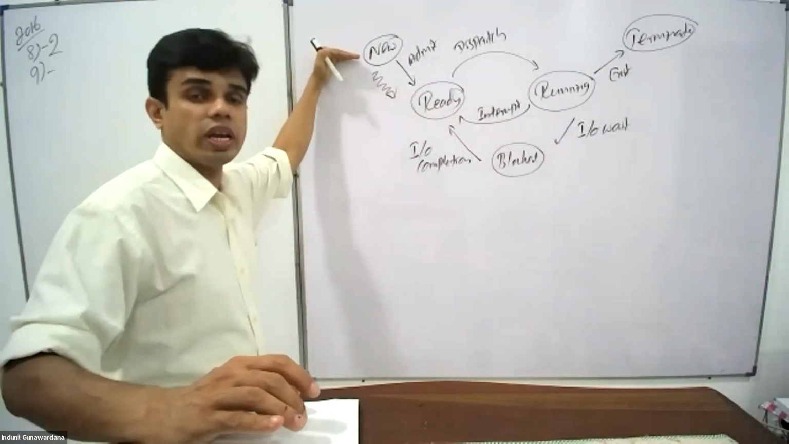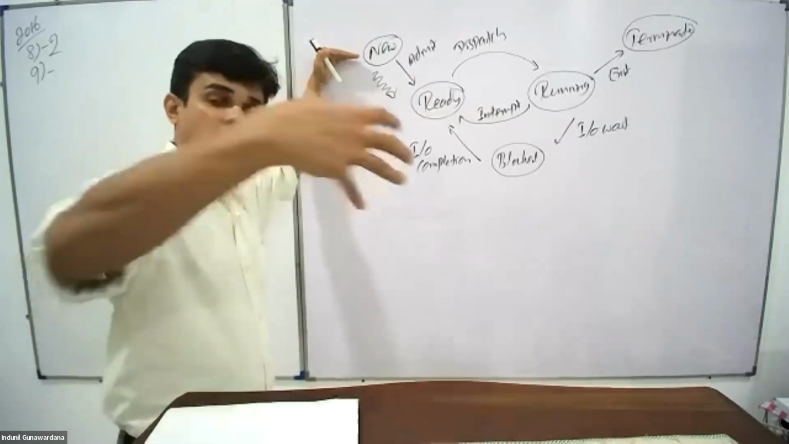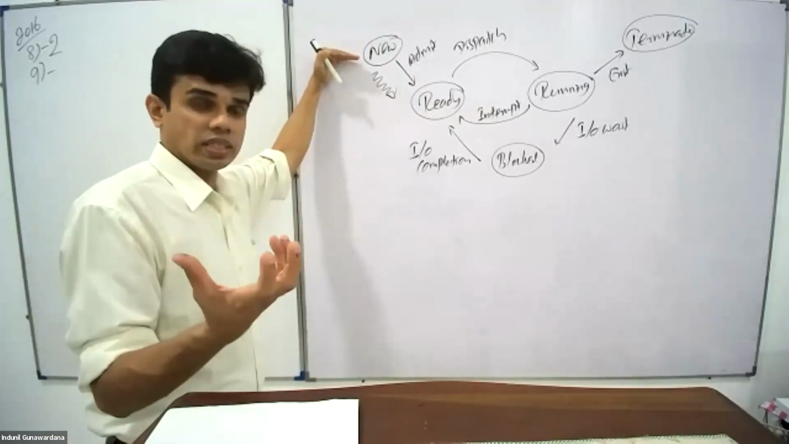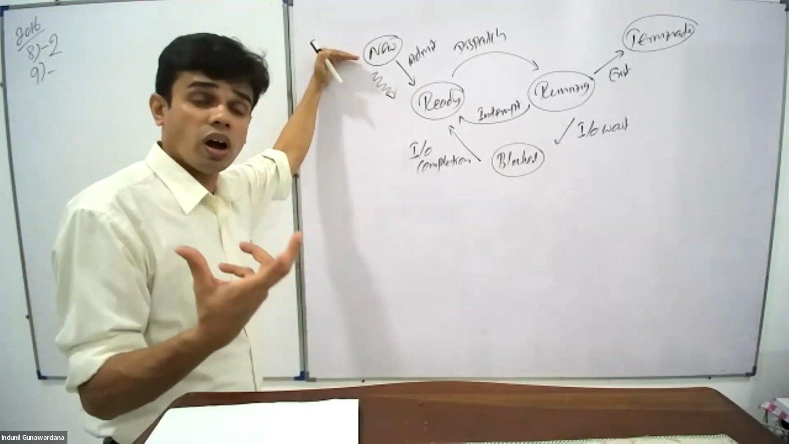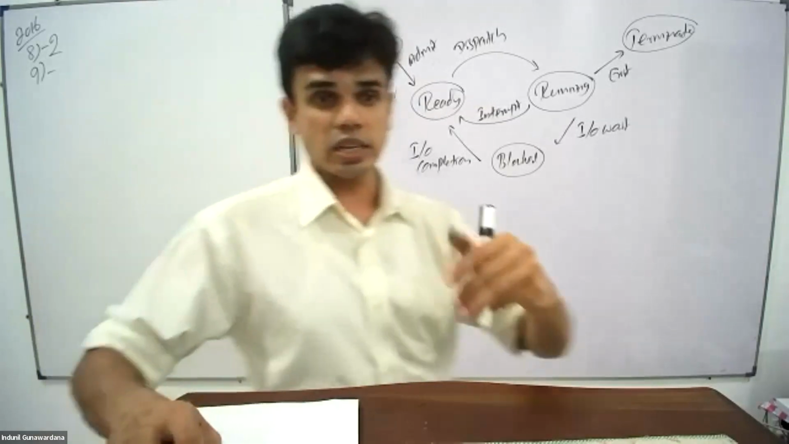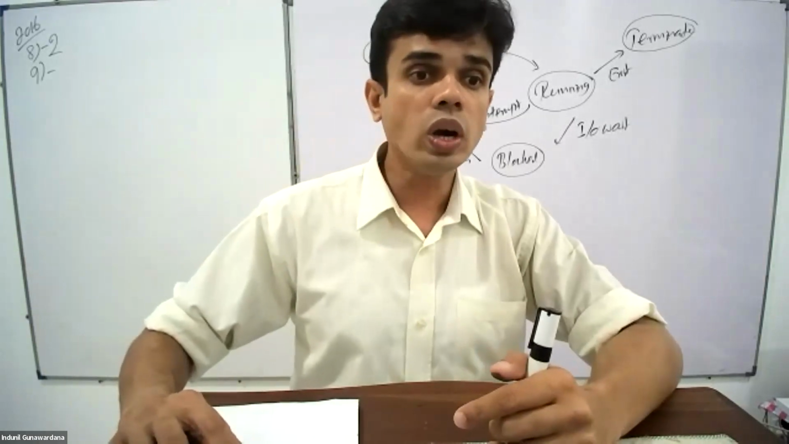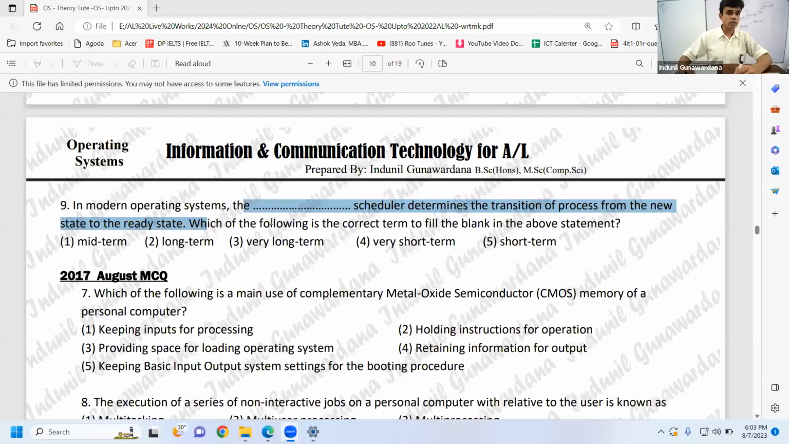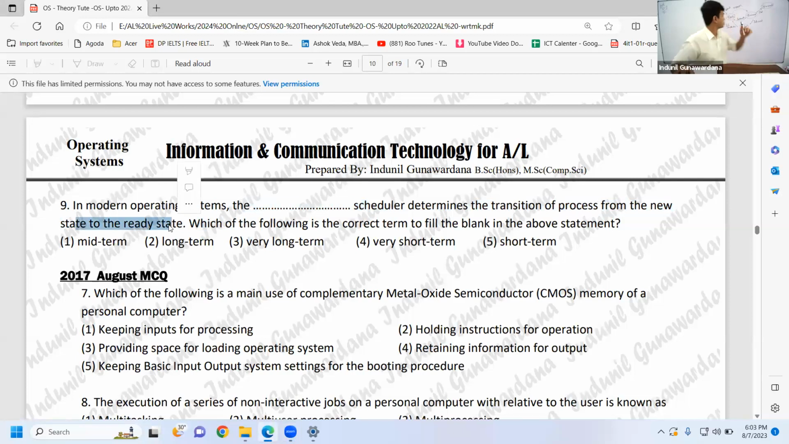The process is just created and it collects the necessities. We don't know how long it will take to collect the necessities, then it will be in the ready state. So it's going to be a long-term scheduler. Do we have that answer? Here we have it. In modern OSs, the long-term scheduler determines the transition of process from new to ready. That's going to be the long-term scheduler. Fine, that's clear.